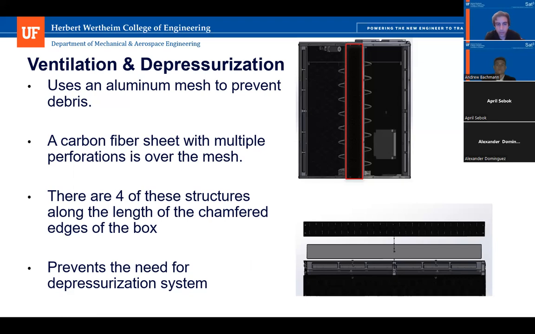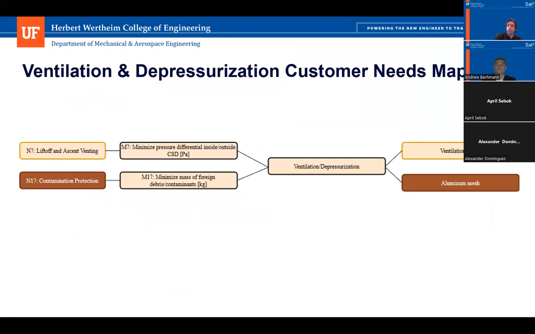And also what this system does is it prevents the need for a specific depressurization system, because there's never going to be any pressure difference from the inside of the CSD and outside of the CSD. So we don't need a seal or a valve or a vacuum to depressurize the CSD. Next slide. This is also an overview of the customer needs mapping for the ventilation and depressurization system.